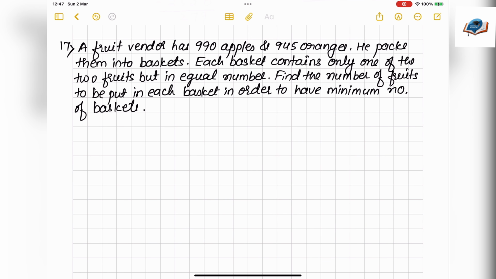Now next question says a fruit vendor has 990 apples and 945 oranges. He packs them into baskets. Each basket contains only one of the two fruits but in equal number. Find the number of fruits to be put in each basket in order to have minimum number of baskets. So number of apples is 990, number of oranges is 945.